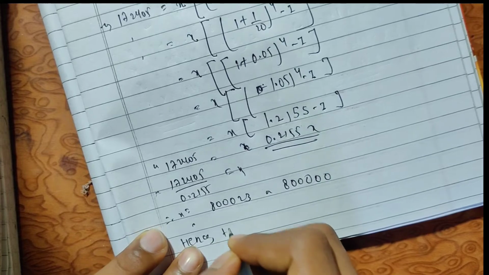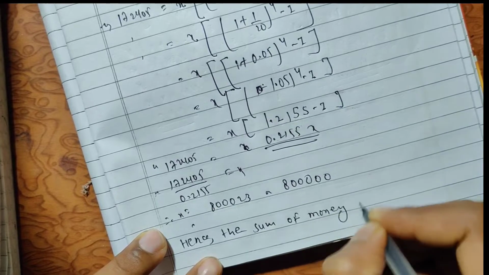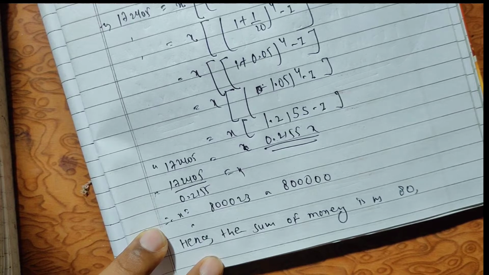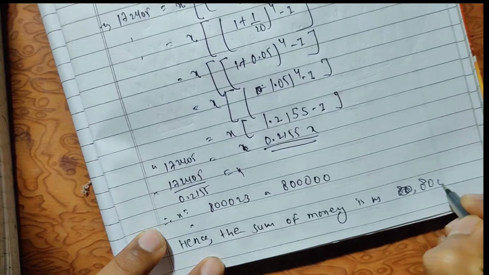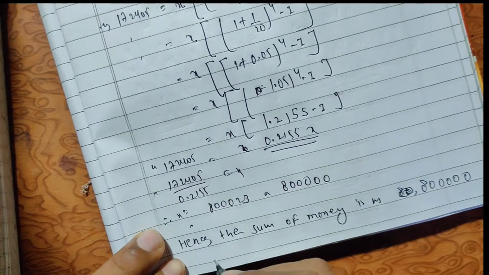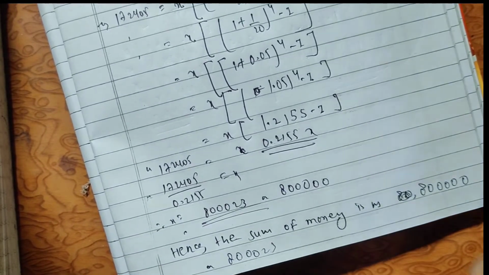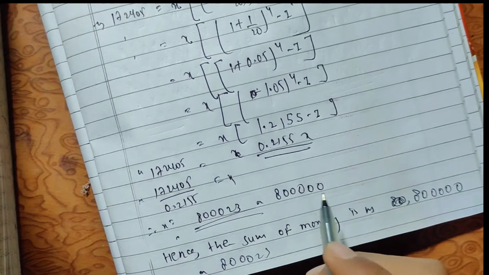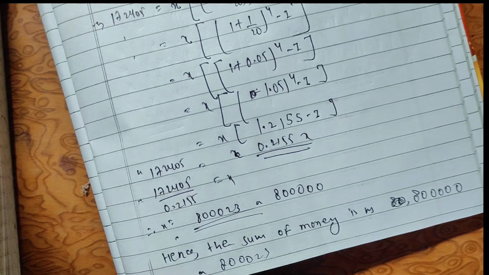Hence the sum of money is Rs 8 lakh or 2 3. If this type of answer comes, we should reduce it, or you can write it directly. I have written both. If you write both in the exam, it won't be able to count the marks. So try to write both answers.